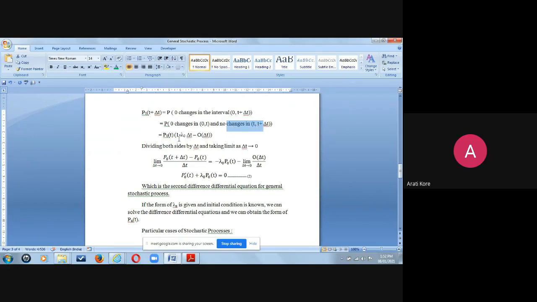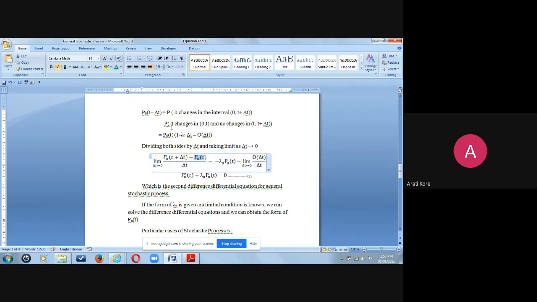Now, by assumption 2, no change means 1 minus lambda n delta t minus o(delta t). But now, what is my n? n is 0. See, P0t, so lambda 0 delta t. Are you getting? Now divide both sides by delta t and again take the limit as delta t tends to 0. What will happen? Again, the first term on the RHS will be P0t. I am taking it to the LHS.